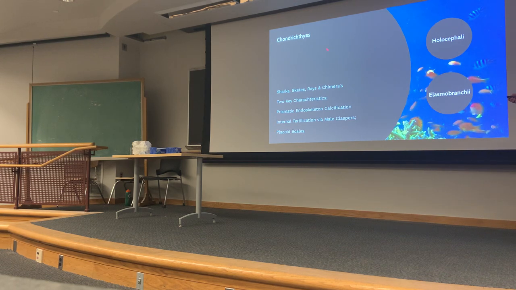As the name implies, they are cartilaginous, but cartilage in and of itself isn't the strongest material. Sharks, skates, and rays tend to be pretty large organisms that need a lot of structural support. And so there is slight calcification of their skeleton. This type of calcification is called prismatic endoskeleton calcification, a method in which the outer layer of the cartilage is coated in an enamel that gives it slight properties of bone, even though it is still mostly cartilage. The calcification happens on the surface of the cartilage.